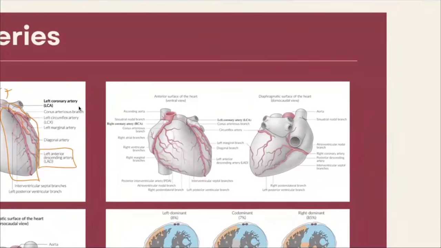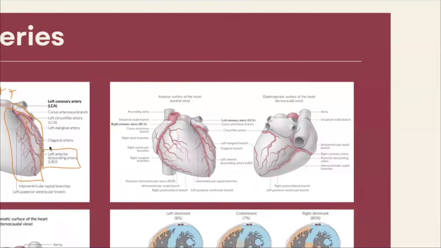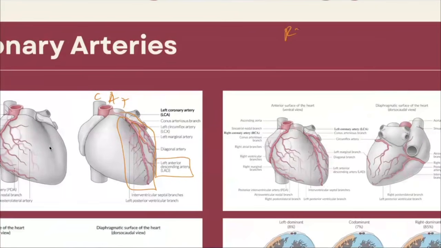And then these are just the same ones again. You can know the left circumflex as well because it's important. It covers the posterior ventricle and the lateral side of the heart as well. So, four main arteries: RCA, LCA, LAD, and LCX.